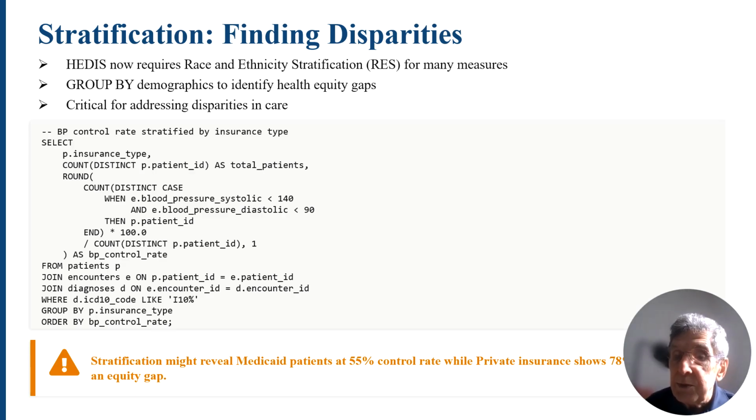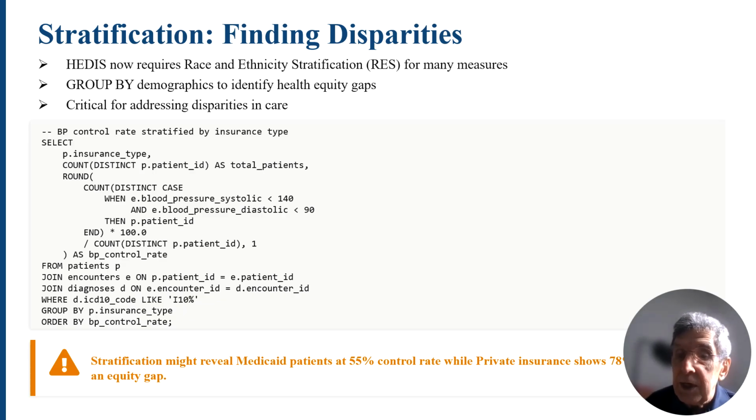This query takes the blood pressure control measure and adds group by insurance type. Instead of getting a single overall control rate for the whole practice, we now get a separate rate for each insurance category, the Medicare, Medicaid, private, uninsured, etc.